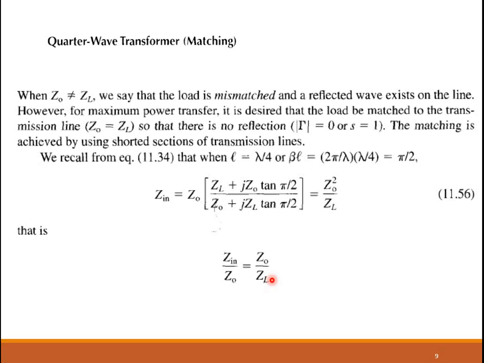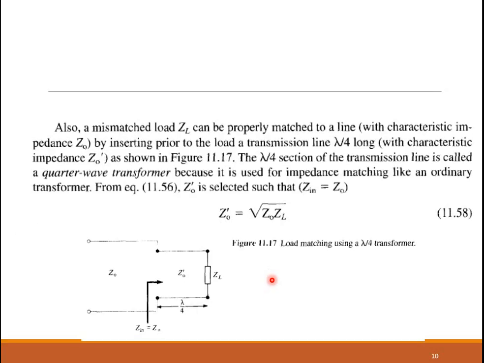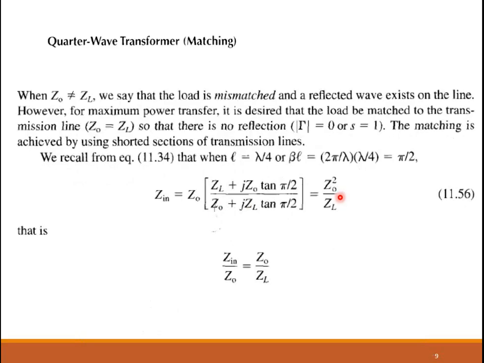So all you need to know about quarter wave transformation is that we are inserting a new section which has a length lambda by 2 just before the load, and the characteristic impedance of this new section is set such that it is equal to root of the characteristic impedance of the transmission line into the load impedance. When this is done, it ensures that the input impedance and Z0 are the same.